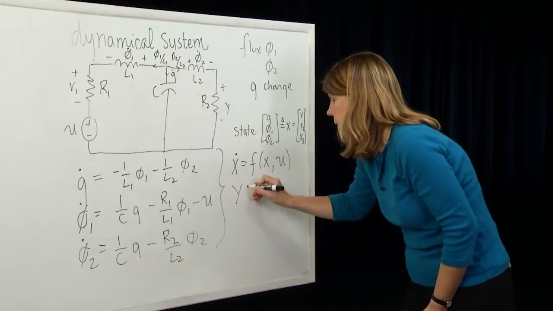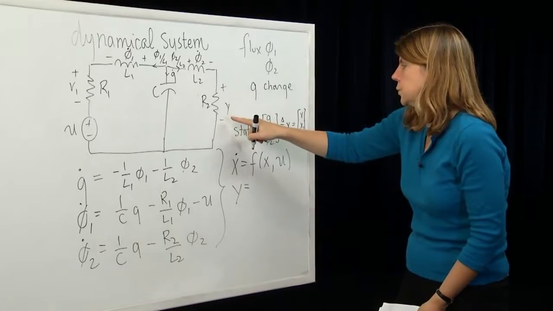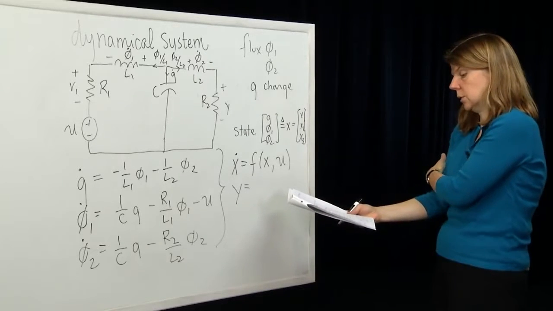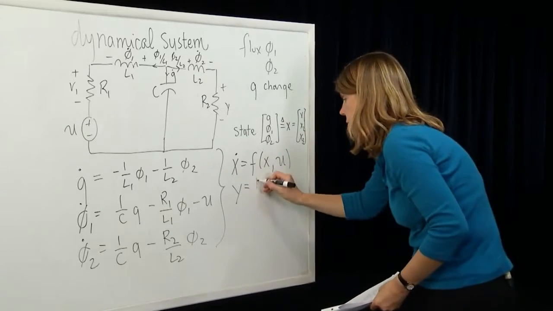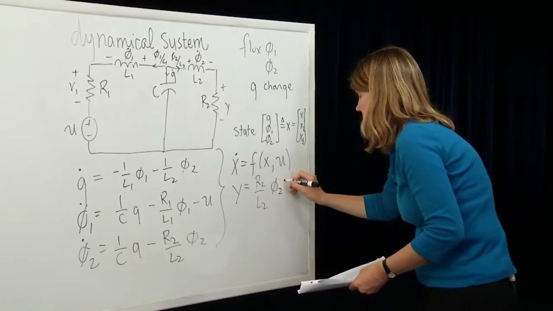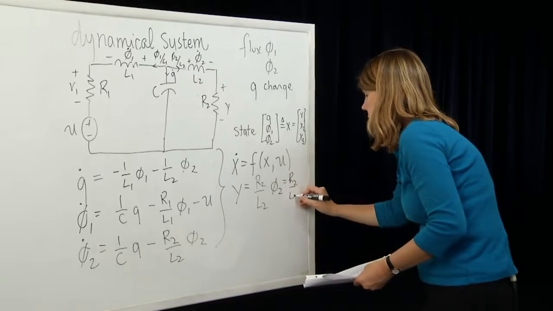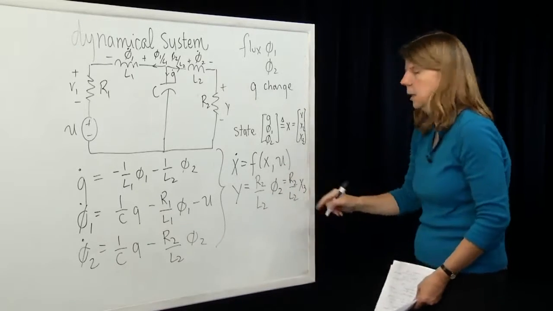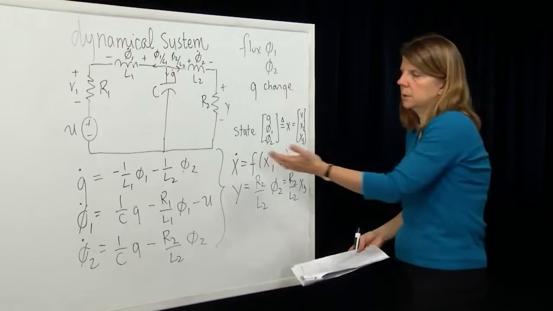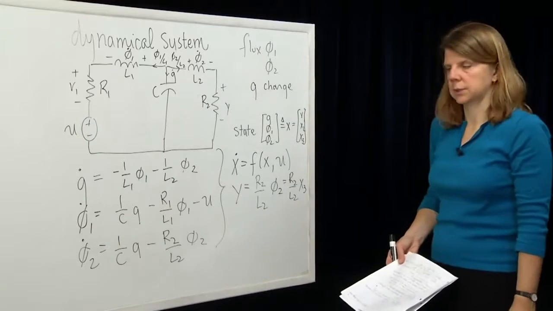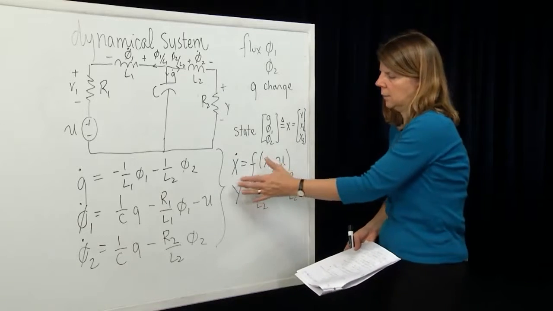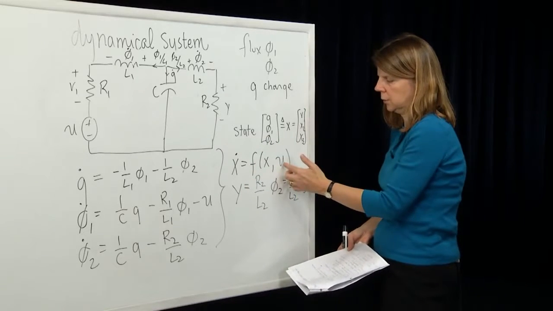Y, the output in this case, is just equal to the voltage across that resistor, which is simply R2 over L2 times phi2. So it's just a simple function of the state, just a function of x3 and this constant here. And the input is this input voltage, so it's a function of time. So here we have a differential equation, we have an output, we have an input.